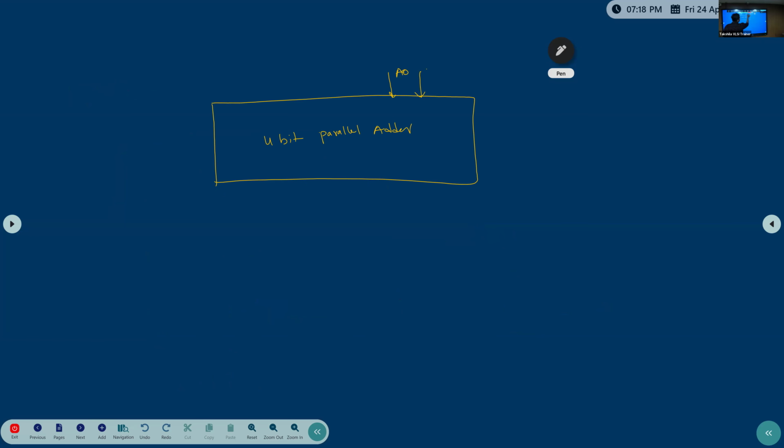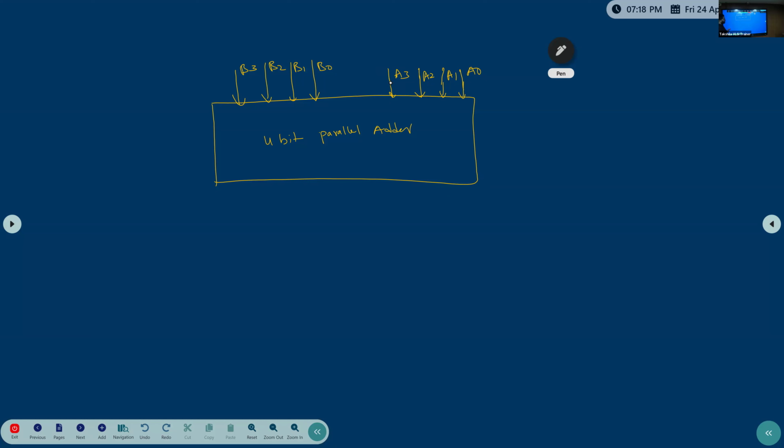A0, A1, A2, A3. Generally it will be represented from right to left. B3, B2, B1, B0. Let me represent this in the correct way, otherwise people will be confused. A0, A1, A2, A3. So now this is what we are representing, right?